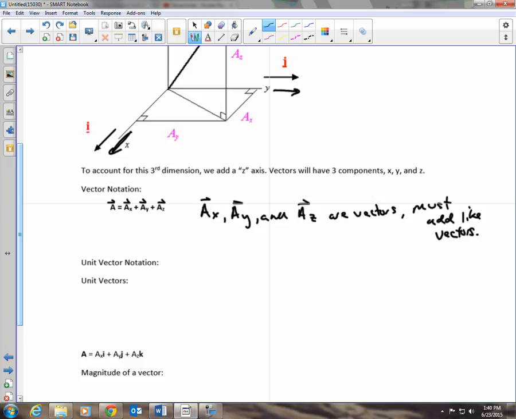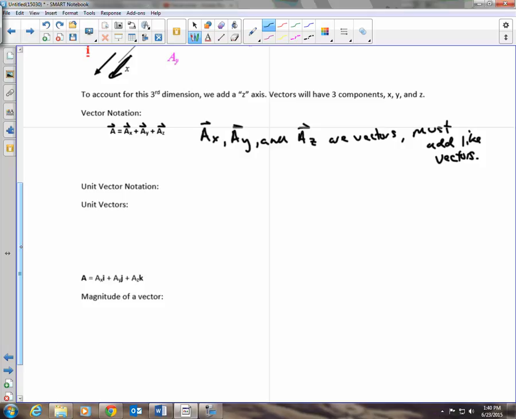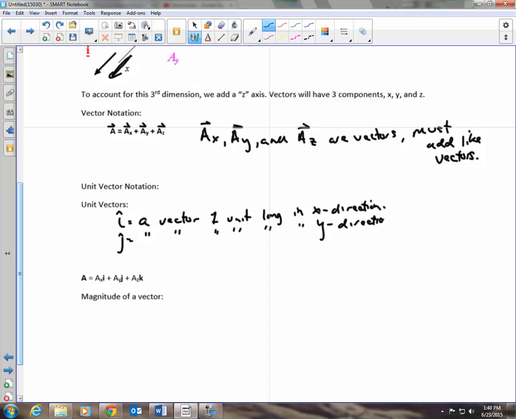So unit vector notation. Unit vectors are the following. I, the little hat over it, is a vector that's 1 unit long in the x direction. Okay? Then j is a vector 1 unit long in the y direction. And k is a vector 1 unit long in the z direction.